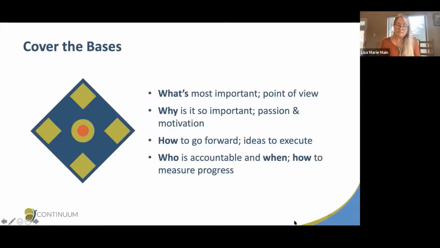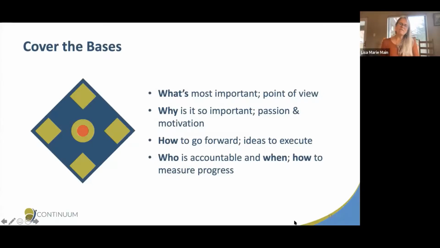The third base that I want to make sure I cover in all my meetings and in my conversations and in my emails and presentations is how. How are we going to move forward? What are all the ideas? Because I certainly have my ideas and I like to advocate for my ideas. And I want to know what your ideas are because you may expand or innovate what we're able to do.